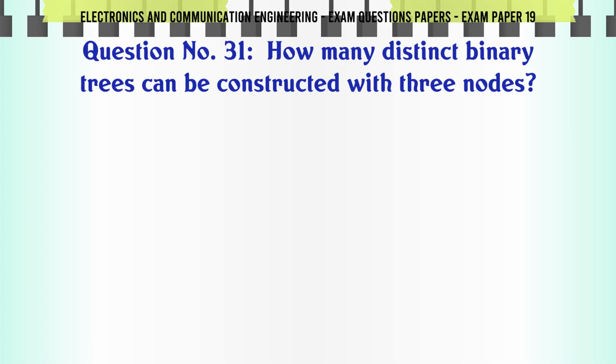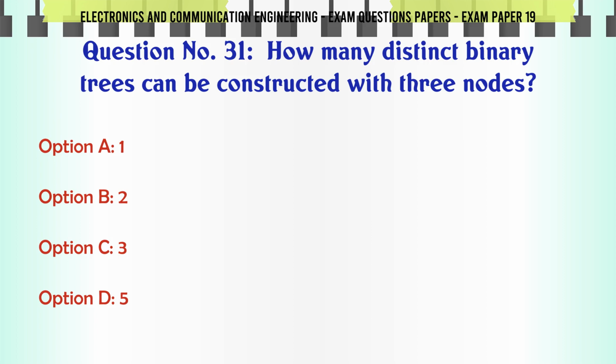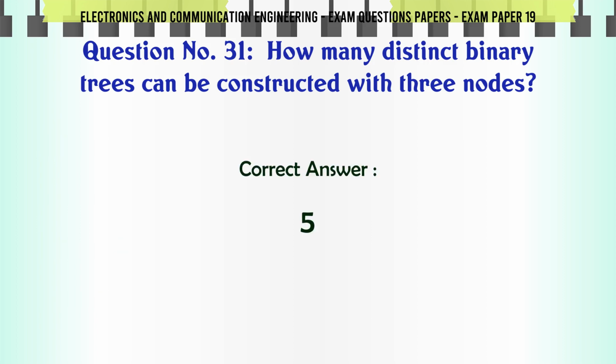How many distinct binary trees can be constructed with 3 nodes? A. 1, B. 2, C. 3, D. 5. The correct answer is 5.